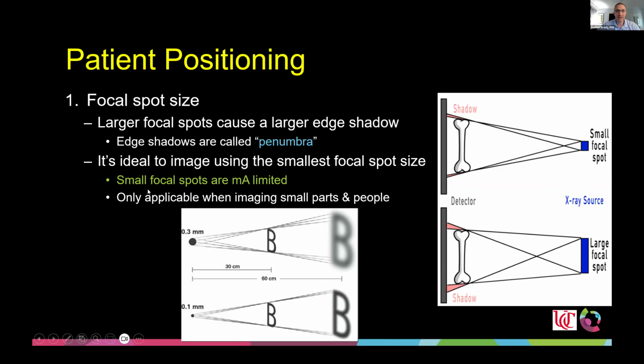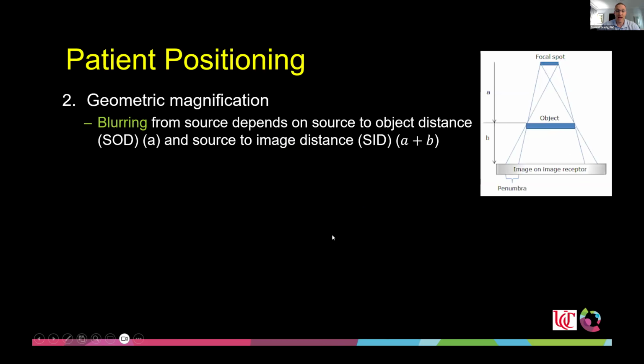And because of that, we usually only use small focal spots when we're doing small parts, maybe MSK, hand, wrist, ankle, foot, and small people. And so we have to be cognitive to use the small focal spot as often as we can to keep the image as sharp and crisp, with the understanding that as we get larger, it's a trade-off between resolution and penetrating the patient.